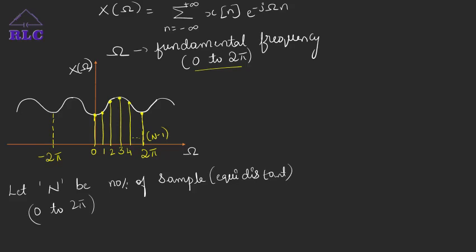If I start from 0, the last sample will be N minus 1. Then the total number of samples will be N. If I start numbering from 1, then the last sample will be N. The total number of samples will be N. So to get N samples, if I start from number 0, the last sample will be N minus 1. If I start from 1, the last sample will be N.